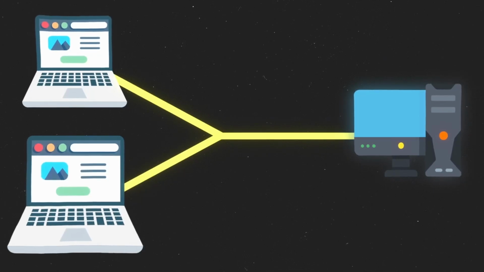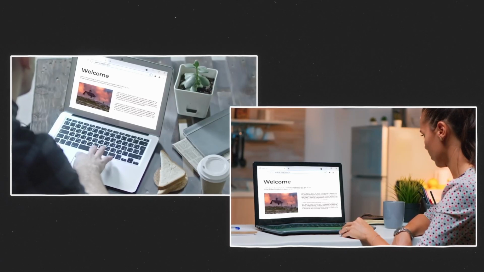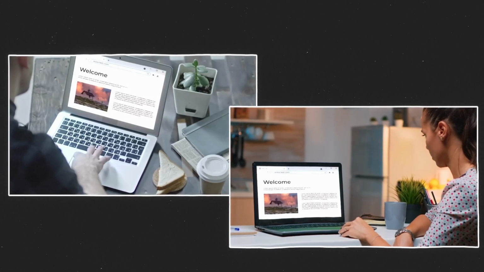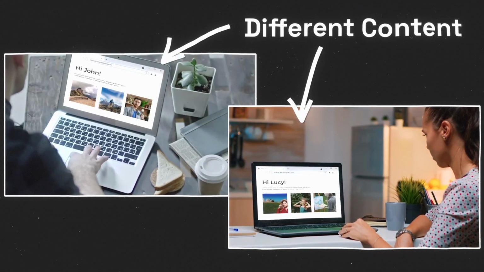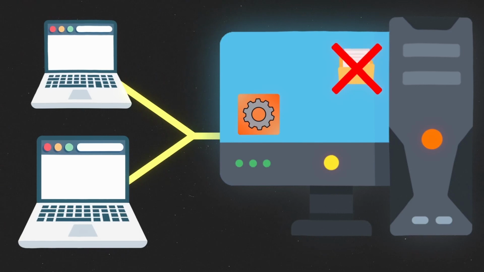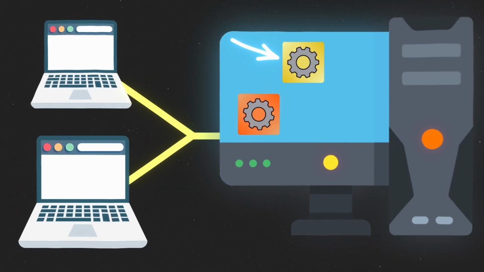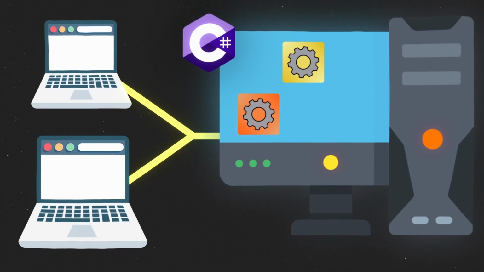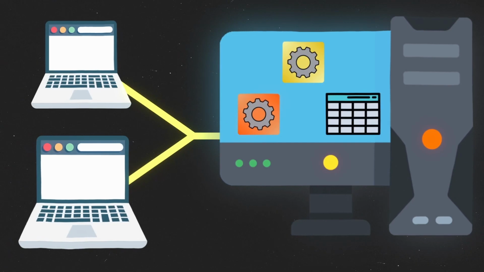But there are some cases where we don't want all our users to see the same content. Let's say we have a social media website where each user will have their profile with their images. In this case, we want to send different content to each user, so we will send them different files. In this case, we will have, in addition to the web server, a program that will create the files that we send. This program can be written in many different programming languages, like Java, C#, JavaScript, Python, PHP, and we will have a database where we can store information about our users.